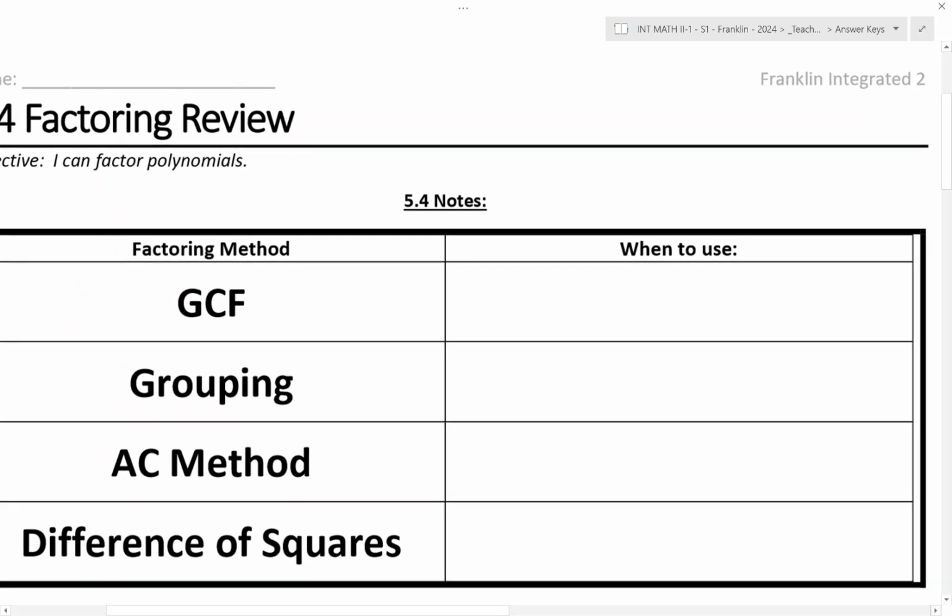And in general, you should always check for a GCF. In fact, sometimes some of these methods won't be available unless you take a GCF out first. So always check first thing if you can take out a GCF. It will always make it easier and sometimes make it possible to factor the other ways.